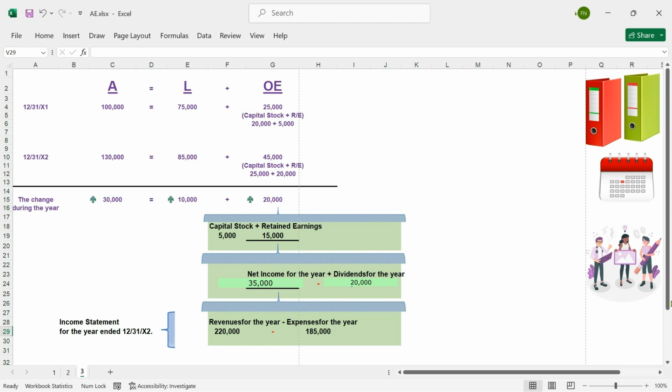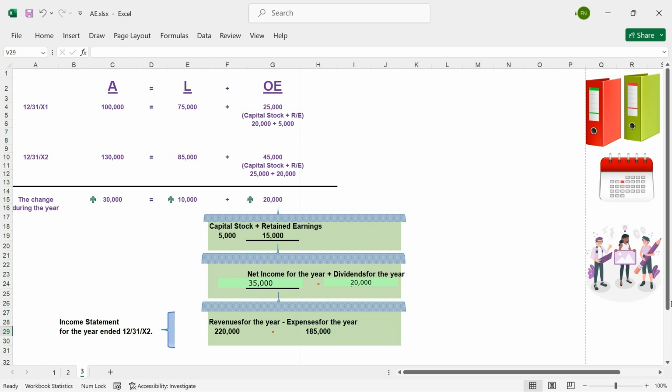So any change in owner's equity, in this case $20,000 of additional resources owners have provided to the business, is attributable to an additional $5,000 capital contribution and an additional $15,000 of earnings that have been allowed to be retained in the business as a result of operations in the current year.